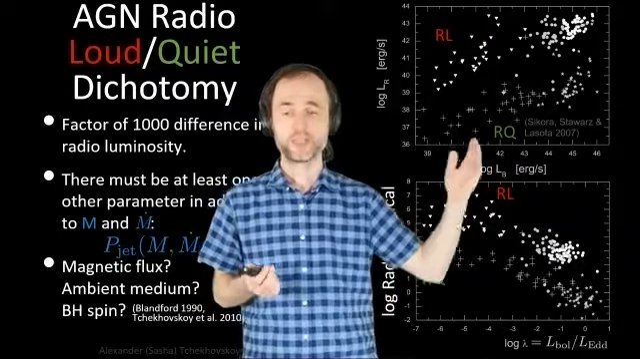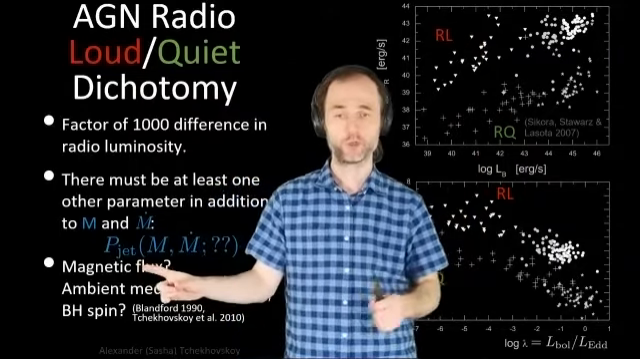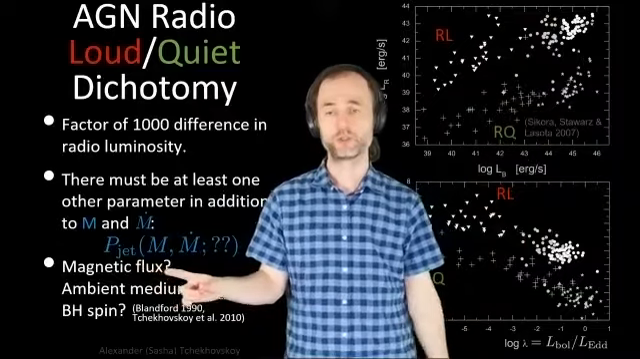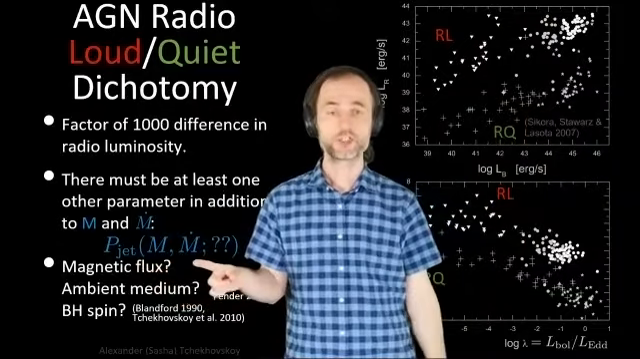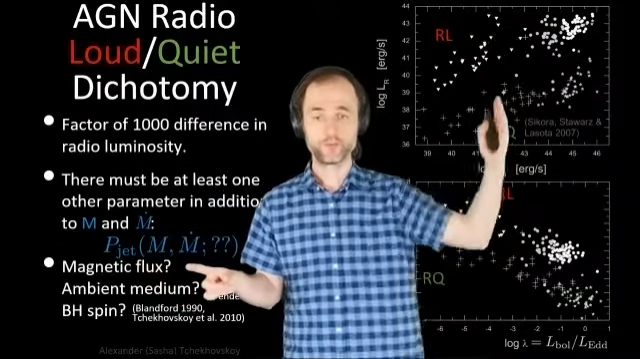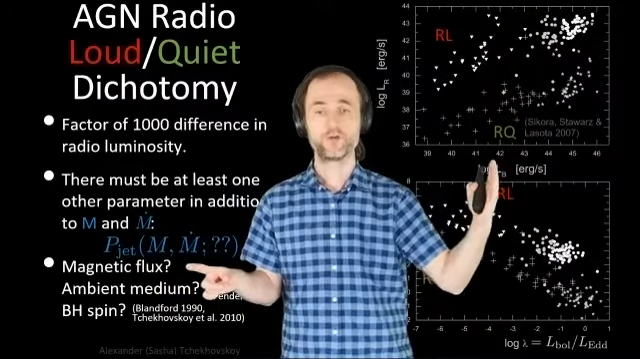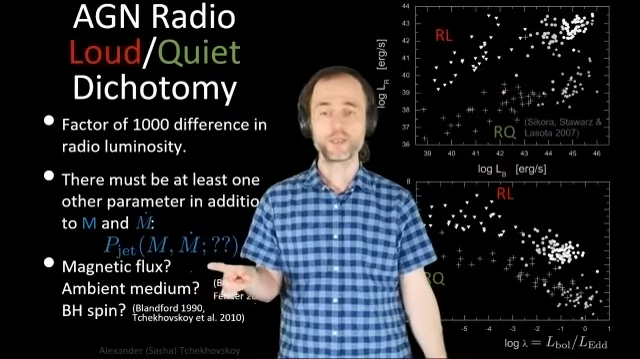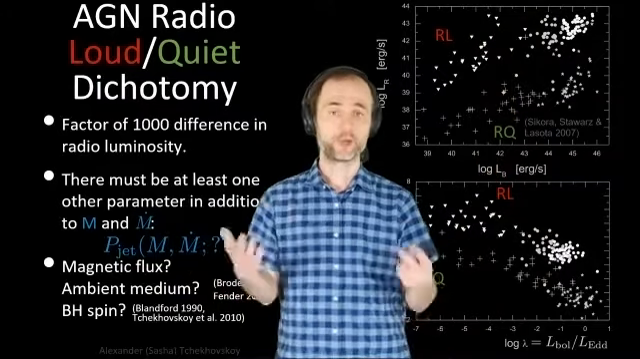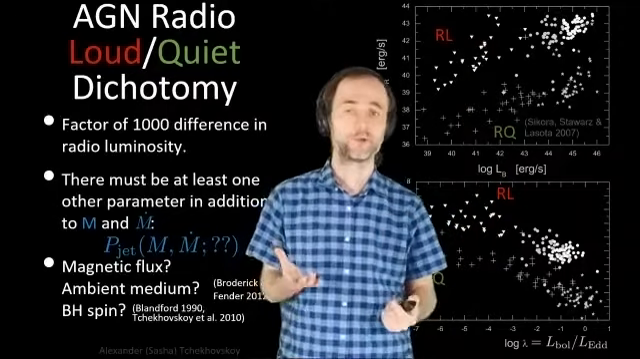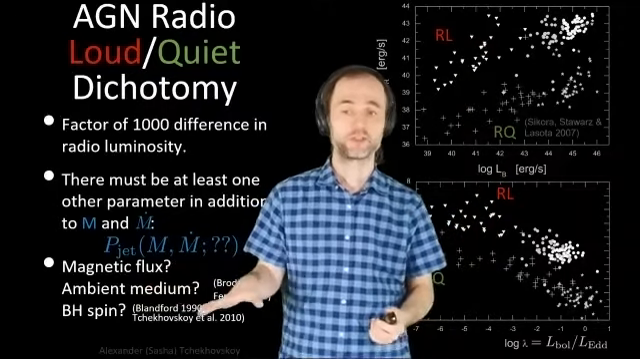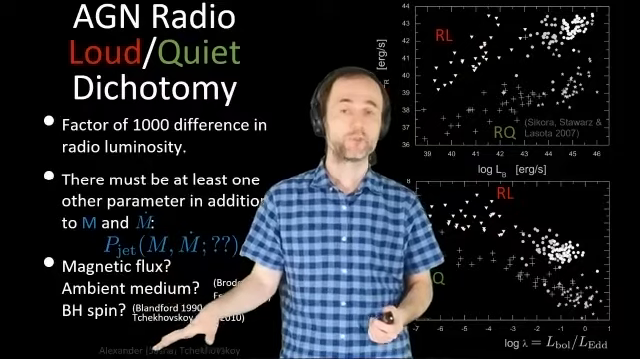So in addition to the mass of the black hole, which is within a factor of 10 between these two tracks, and the mass accretion rate, which is presumably the same for the same value of the abscissa, we are going to have another parameter or a bunch of parameters that tell our black hole whether it should land on the top or the bottom track. So what is that parameter? Is it a magnetic flux? Is it an ambient medium? Or is it black hole spin?